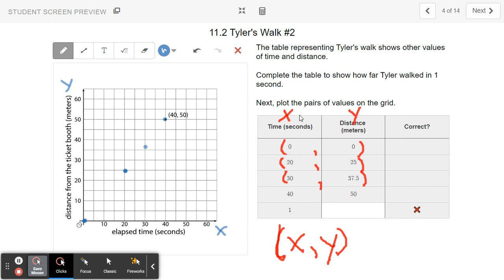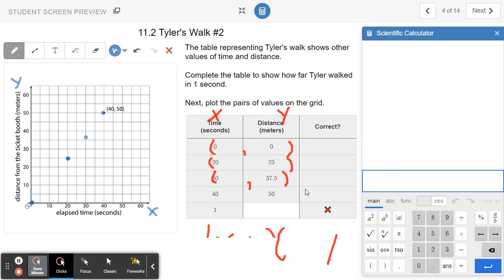Now, we do have to figure out this time. If this is true, how far does Tyler go in 1 second? This is where we need to find the COP, the constant of proportionality. It's a constant relationship, so we have to figure out how this is changing. Hopefully you remember to find the constant of proportionality, all you have to do is think, what do I multiply the first column by to get to the Y column? So 40 times what is 50, 30 times what is 37.5, 20 times what is 25, and it should all be the same number.